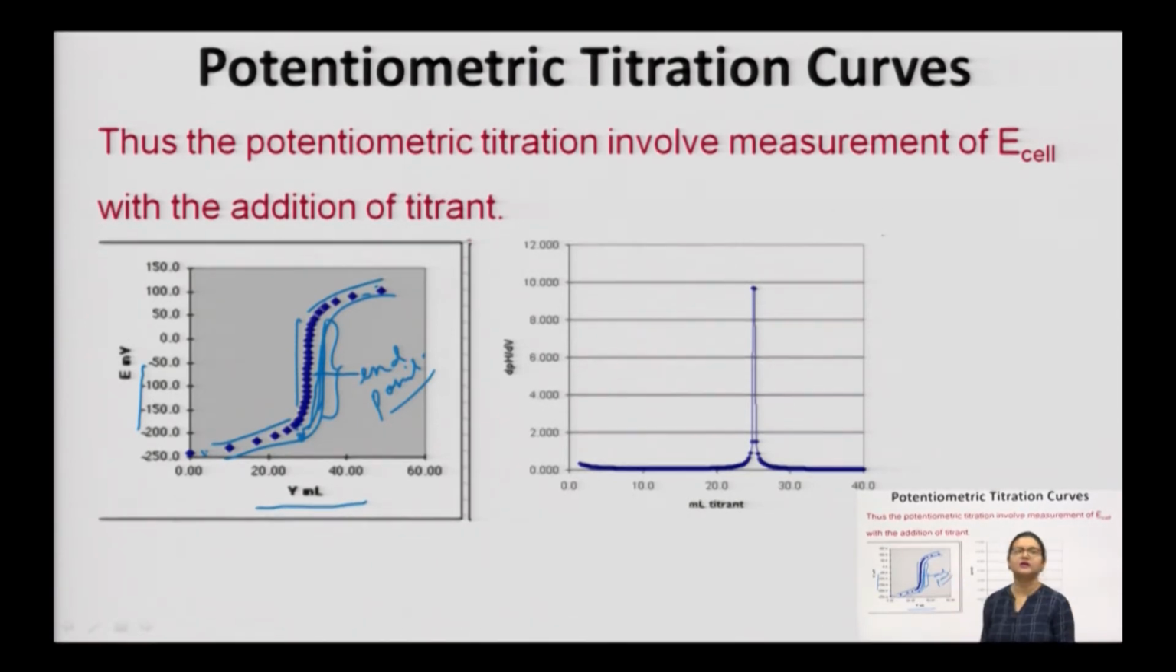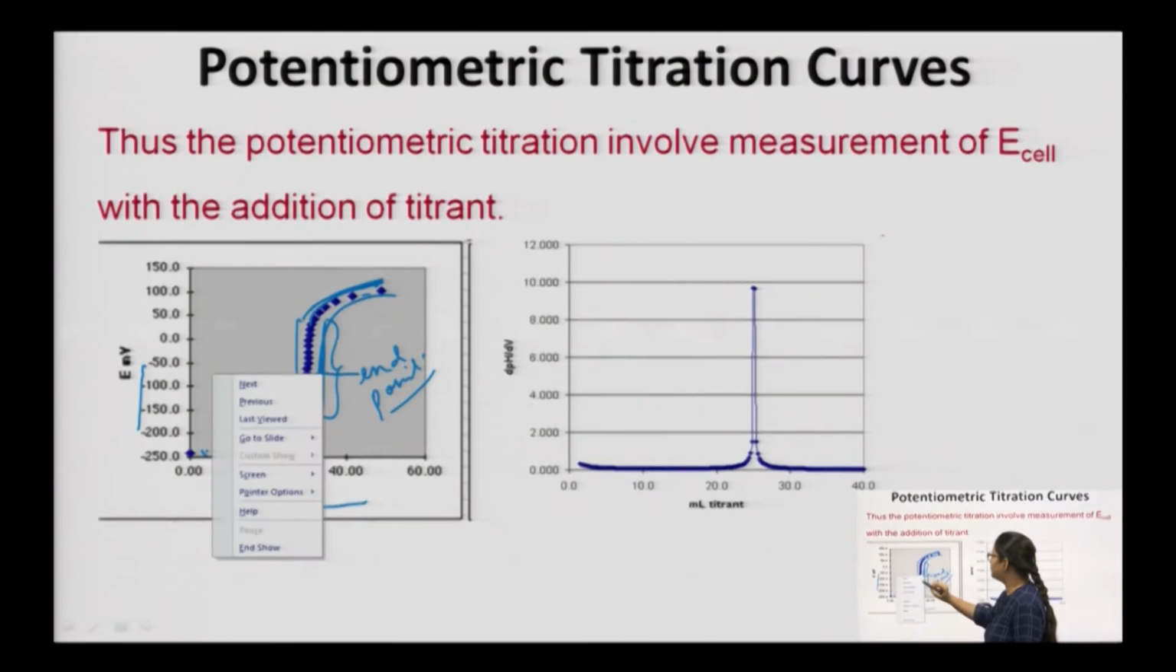Once the end point comes, the concentration of analyte in our analytical solution or test solution starts changing very slowly again, showing a small rise in electrode potential. It becomes stable for the changes in potential, for the changes in ions.